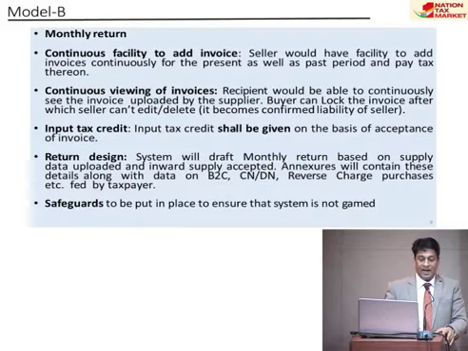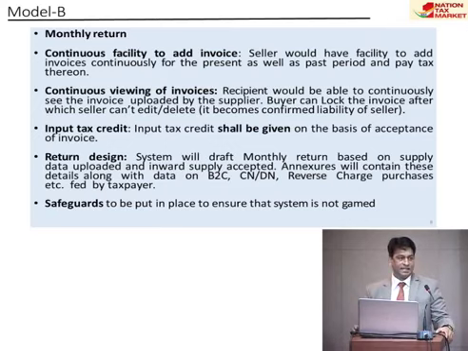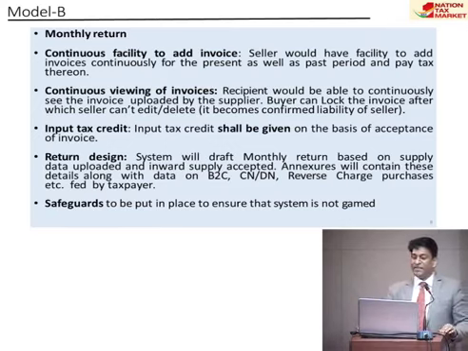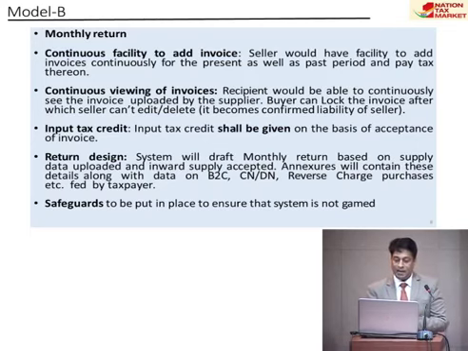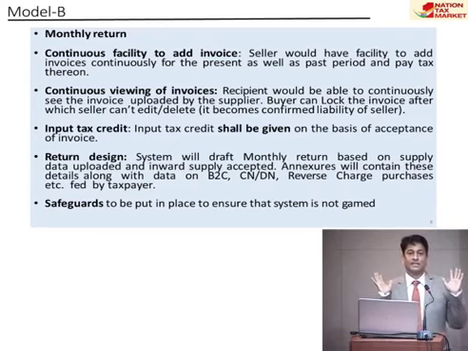Coming to model B, this is being presented by Mr. Nandan Nilekani. He's saying it straightforwardly: there will be a continuous facility to add invoices. The seller would have the facility to add invoices continuously for the present as well as past periods, and pay taxes thereon. Continuous viewing of invoices: the recipient would be able to continuously see the invoices uploaded by the supplier, and the buyer can lock the invoice.